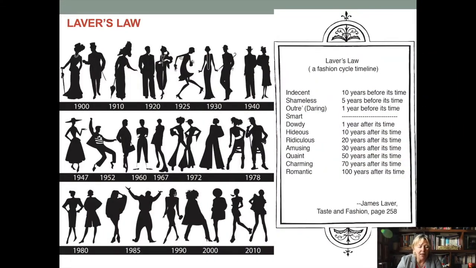And the last thing here is another principle called Laver's Law, after James Laver, one of the first fashion historians, in his very important book called Taste and Fashion, he put together this table, which shows the way that the same costume is treated over time. So when it is fashionable, it is considered smart, elegant. This is just the moment to wear it. Before, it is daring. A few years earlier, it is shameless.